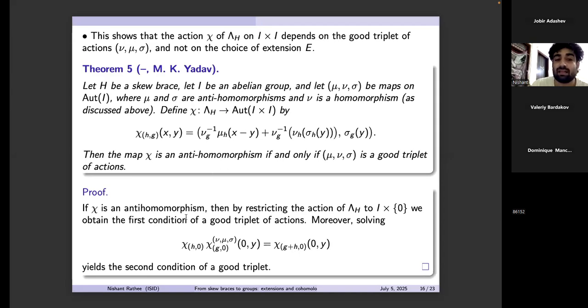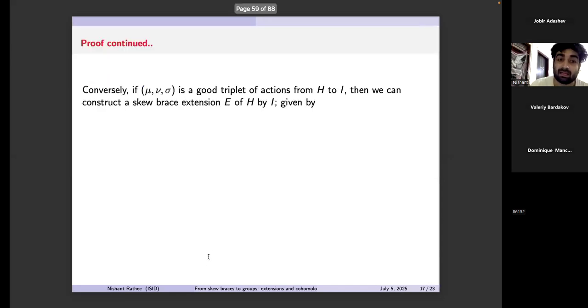So if χ is an anti-homomorphism, then by restricting the action of χ_h to I × 0, we obtain the first condition of the good triplet of actions. And moreover, composing χ_h0 with χ_0, as this is an anti-homomorphism, you can reverse it to get χ_{g+h}. So you can verify and obtain the second condition of the good triplet of actions. And the converse is really easy.